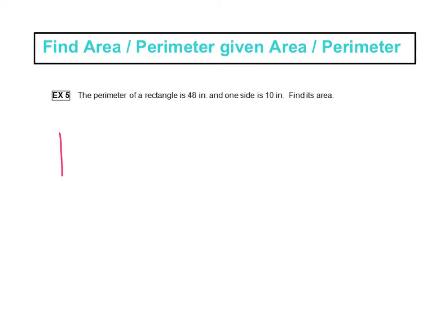Well, I'm a visual person, so I'm just going to draw this out so I can figure out what we're talking about. The perimeter is 48, but one of the sides is 10 inches. So I'm going to go ahead and label 10 inches. Well, with a rectangle, opposite sides are congruent, so that makes that 10 inches as well.